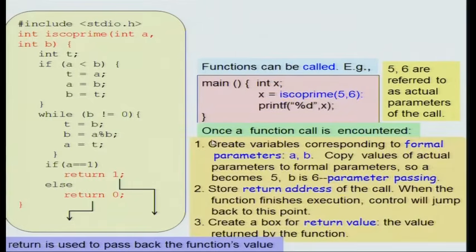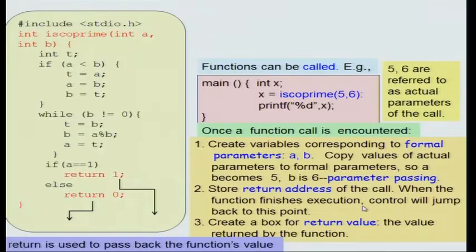Once a function call is encountered, formal parameters are mapped to actual parameters. So the value 5 is copied to a and the value 6 is copied to b. This process of copying values is known as parameter passing. Then you store the return address of the call. The return address is the line of the main function where the function was called. So let's say that it was called in the second line of main. Once the function finishes, it has to come back to this point.